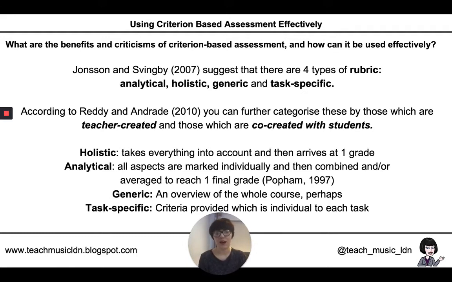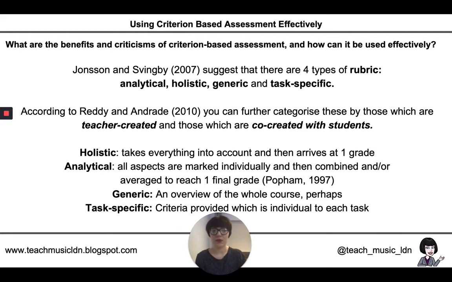Task-specific rubrics are very useful to us. Again, you will find these in exam specifications. You will find them in music or drama. For instance, you are told, what does a band 1 performance look like? What does the band 2 performance look like? And you're able to use that information to grade the students that are in front of you.